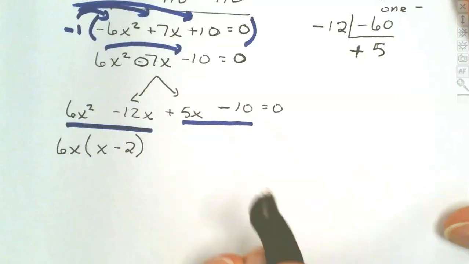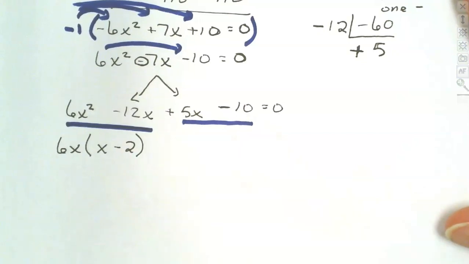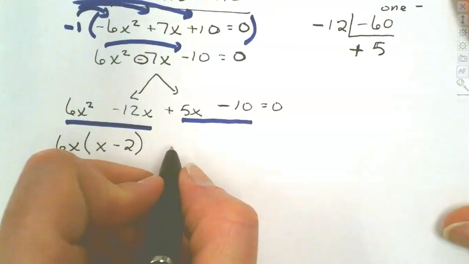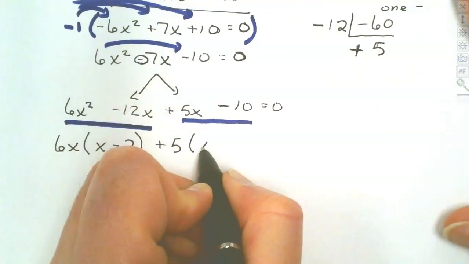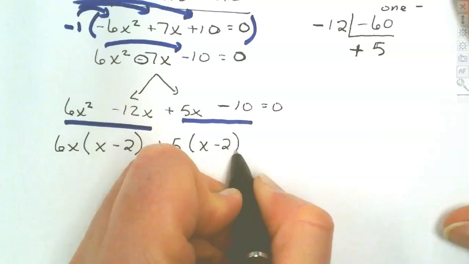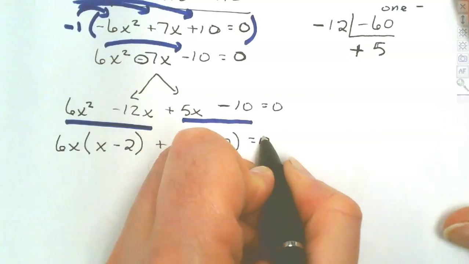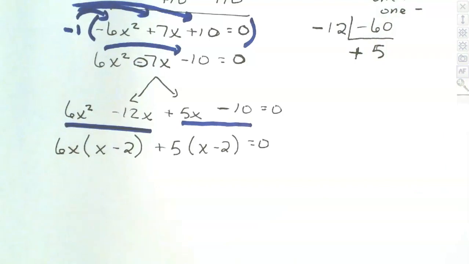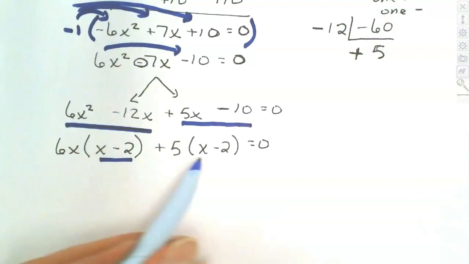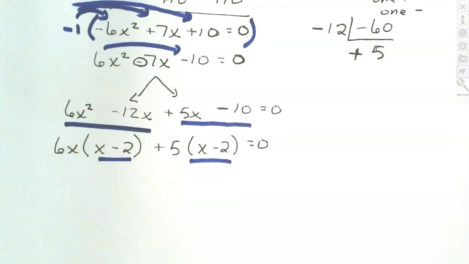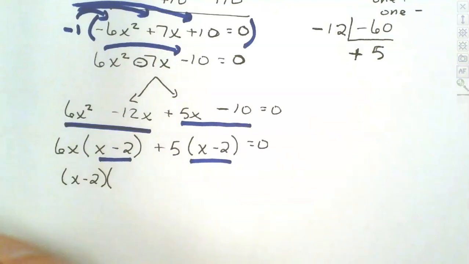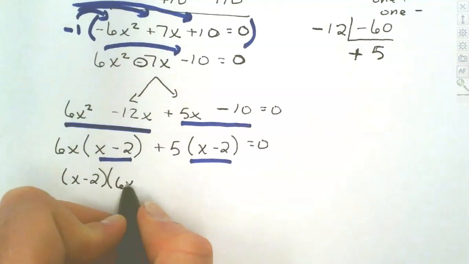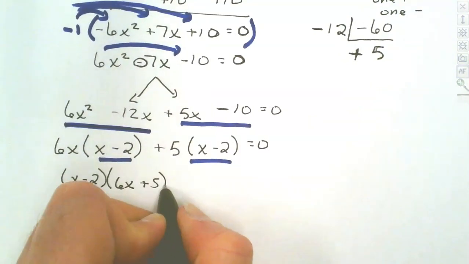5 and a 10, what do they have in common? They have a 5 in common, don't they? So I'm going to factor out that 5. And what does that leave you with? X minus 2. Are my groupings now the same? Yep, they are. So that can come out in front as an x minus 2. And what's left over? 6x plus 5.